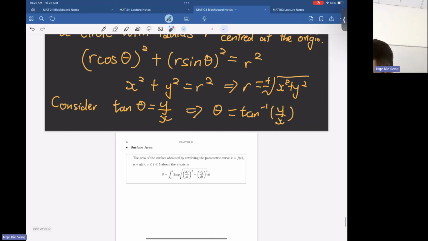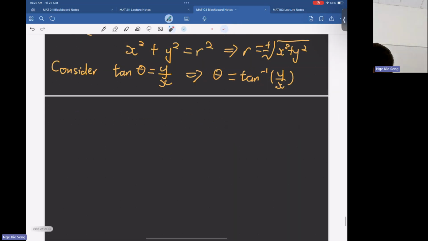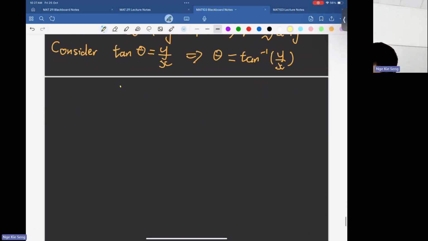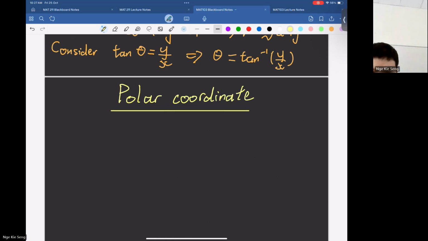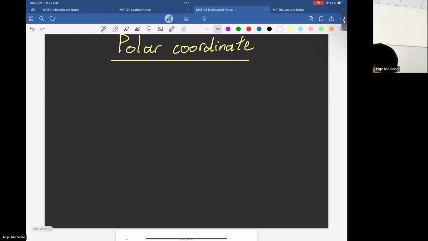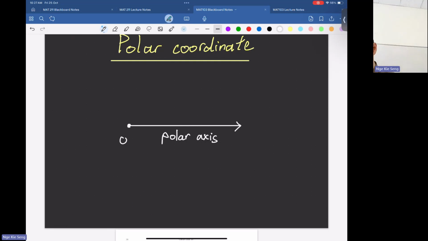Okay, so let's look at polar coordinates more closely. Let's do it one more time. Let's define some terminology here. What we really need for polar coordinates is what we call the polar axis. The most important thing is the positive x-axis here. And then this positive x-axis will swipe out all the points.